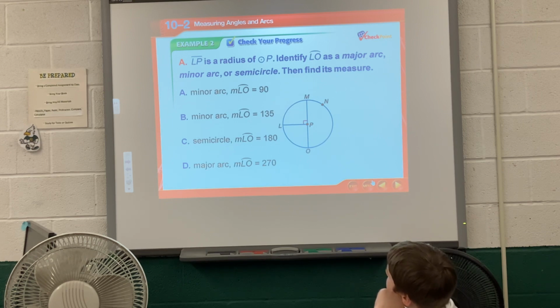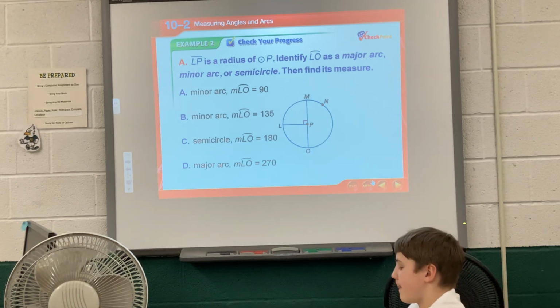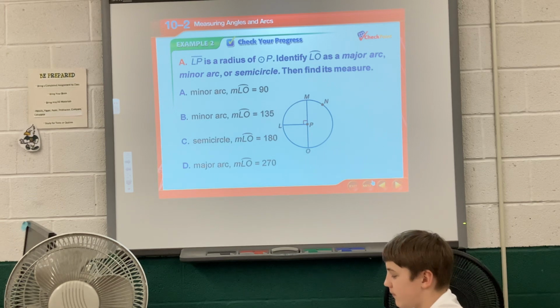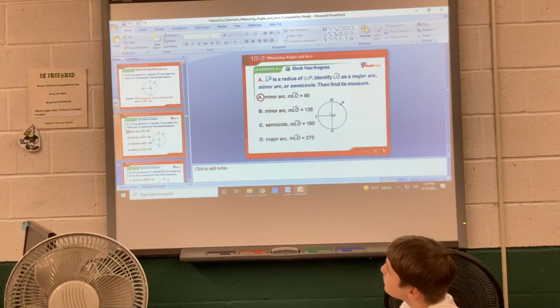What do you think? Minor arc, major arc, or semicircle? How come it says identical? Oh. What did we say? A. A, minor arc, and 90 degrees. Don't forget, if you don't put the little M out in front, then you have to have what over here? Degrees. The degree symbol. Perfect.